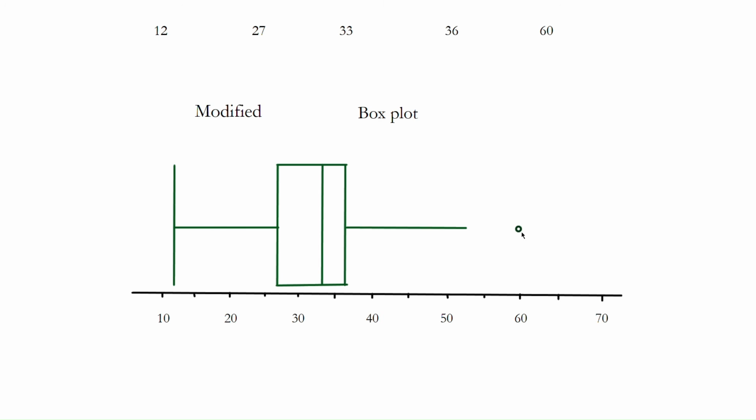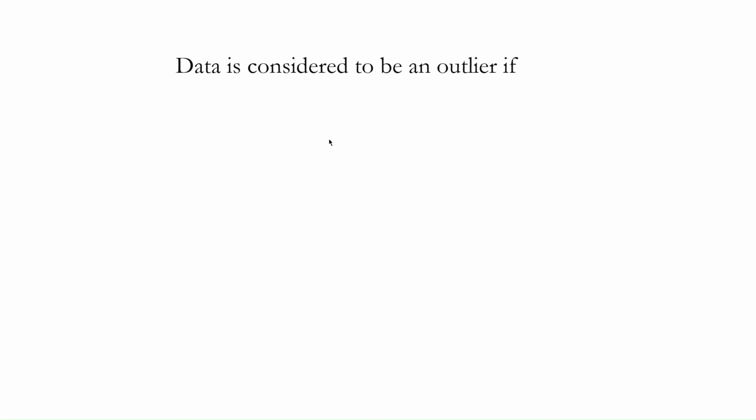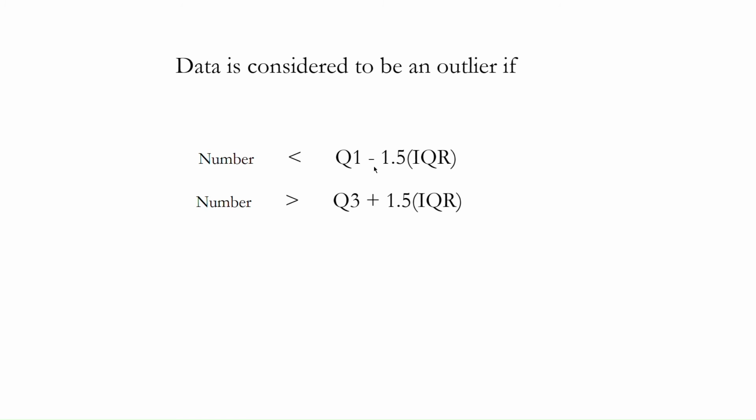So how do you know if a number over here is an outlier or not? A data point is considered to be an outlier if the number is smaller than the first quartile minus 1.5 times the interquartile range, or if the number is bigger than the third quartile plus 1.5 times the interquartile range. So what is the interquartile range? As discussed earlier, it's the third quartile minus the first quartile. So in our scenario, it's 36 minus 27, which is 9.